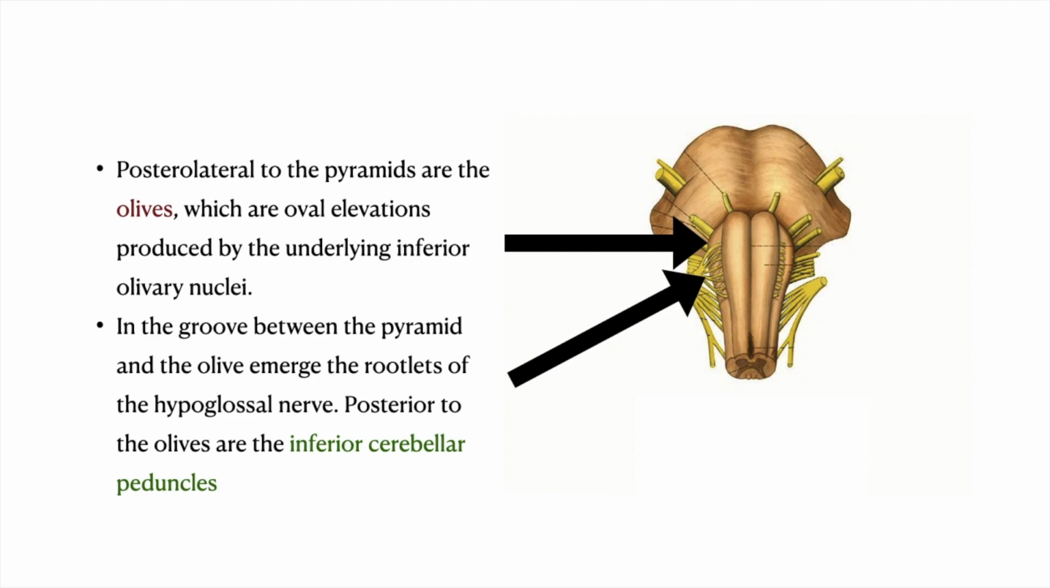Posterolateral to the pyramids, there are olives, which are oval elevations produced by the underlying inferior olivary nuclei. In the groove between the pyramid and the olive, there emerge rootlets of the hypoglossal nerve, and posterior to the olives are the inferior cerebellar peduncles.